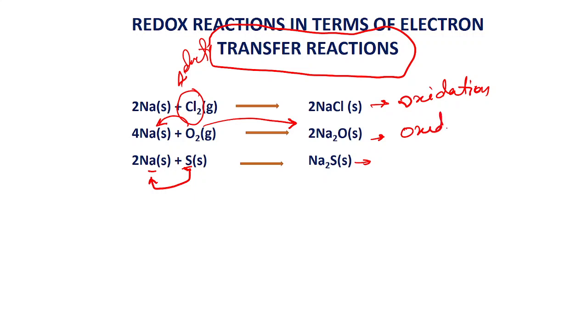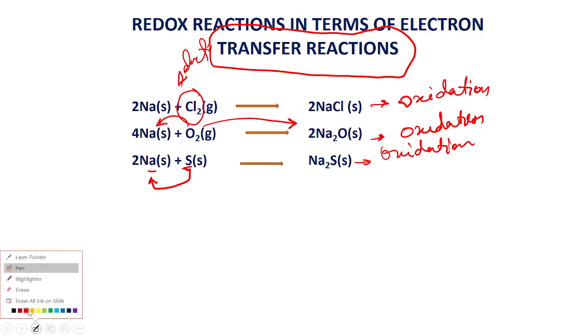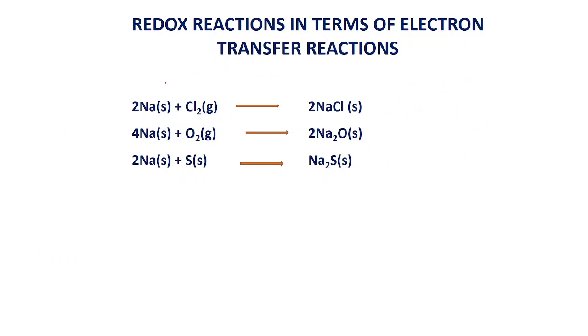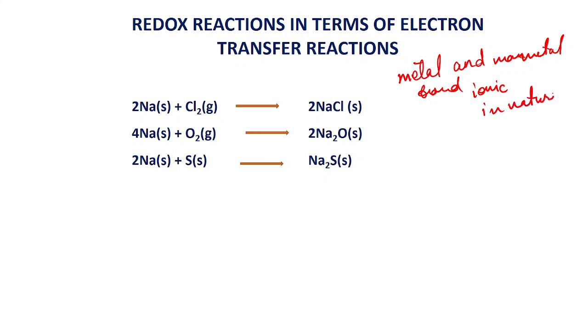Here also you can see oxidation clearly, and similarly here also. In all the cases you can see oxidation clearly. But now what is actually happening here? Now we know that when a metal and a non-metal bond is formed, it is always ionic in nature. Now ionic in nature means what? Ionic means there is a complete transfer of electron.